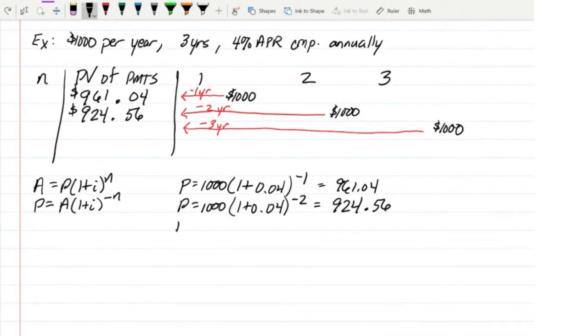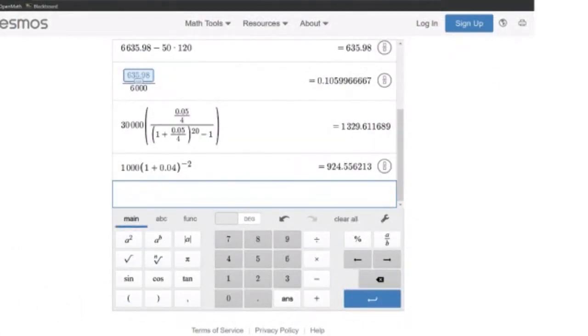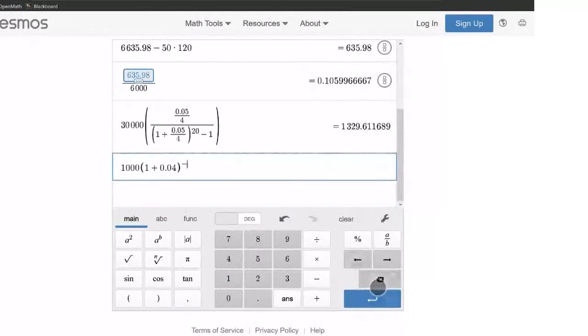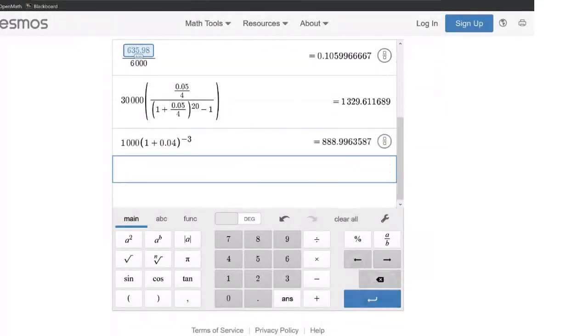I do the same for the third payment, but it's going to be in the bank for 3 years. So luckily, I can just go back and change this again. I'm going to tap up here to come back up here, right arrow. There we go. Change that to negative 3. $888.90. I'll just make that $889 even.